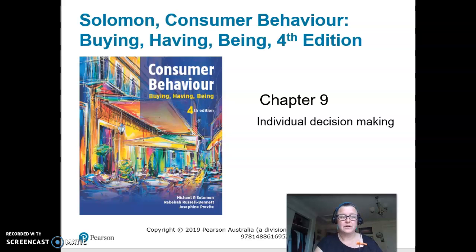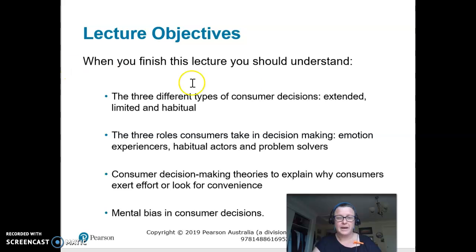Okay, so let's just quickly look at the objectives of this week's learning. When you finish this lecture or when you finish your reading, you should understand the three different types of consumer decisions, so extended, limited and habitual. The three roles consumers take in decision making: emotion experiencers, habitual actors and problem solvers. We're going to talk about consumer decision-making theories to explain why people exert extra effort or look for convenience. And then we'll finish up with talking about mental biases in consumer decisions. I might actually get to that today. I might just encourage you to read that in the text.